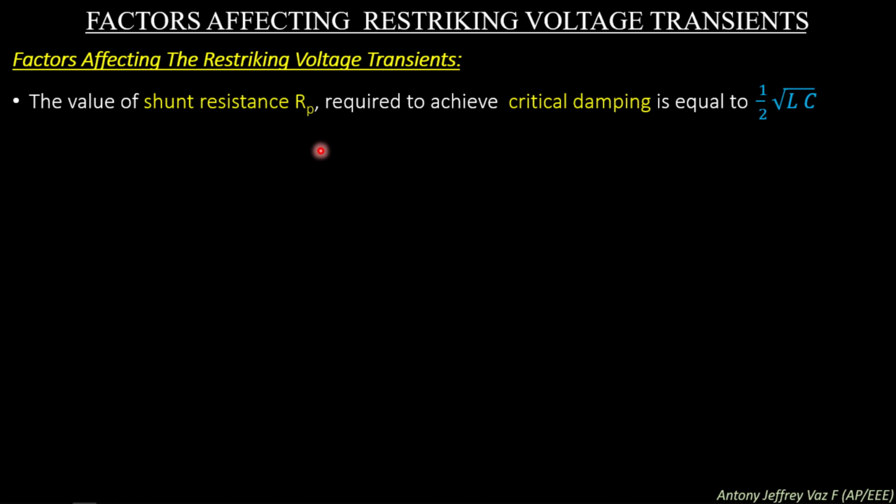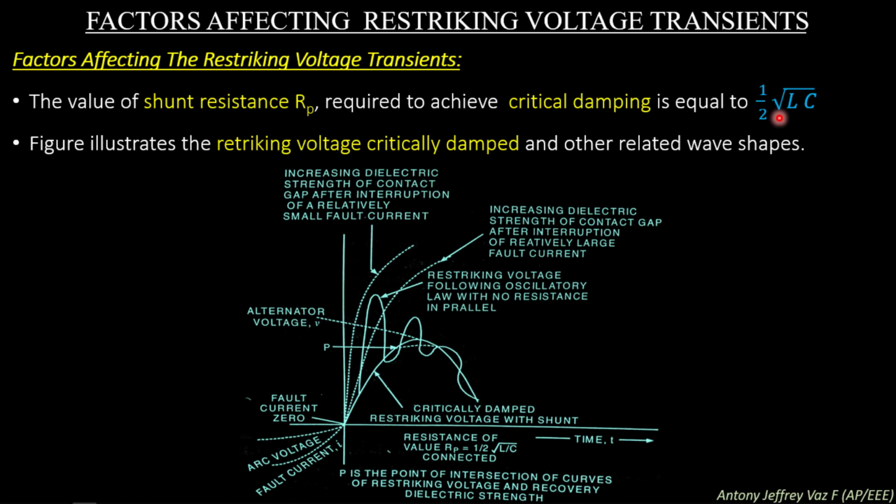The value of shunt resistance Rp required to achieve critical damping is equal to 1 by 2 root of L by C. The figure illustrates the restriking voltage, critically damped and other related wave shapes. Here you can see the figure. The x-axis is the time axis and the y-axis denotes the voltage and current waveforms.